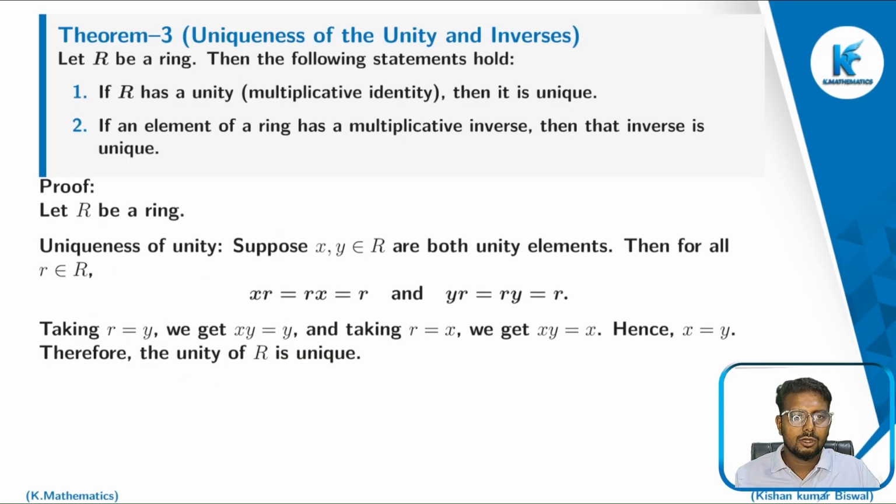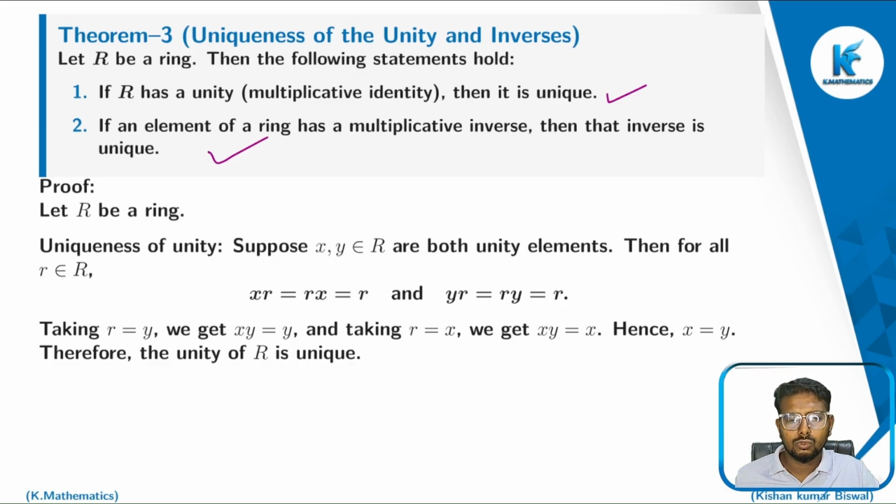Next, in theorem number 3, the property is uniqueness of unity and inverse. So let R be a ring, then the following statements hold. If R has a unity, then it's unique. And if an element of a ring has a multiplicative inverse, then that inverse is unique. So here we have to prove that the multiplicative identity is unique, and if the multiplicative inverse of any element exists, then it is unique. Let's first prove uniqueness of unity.